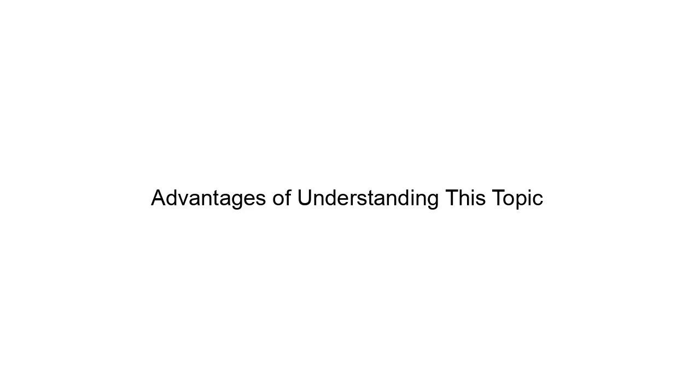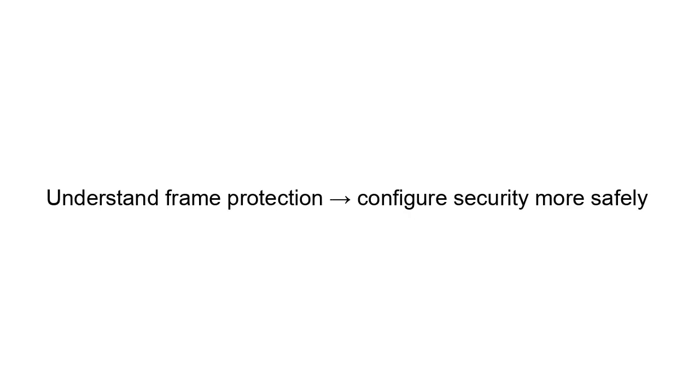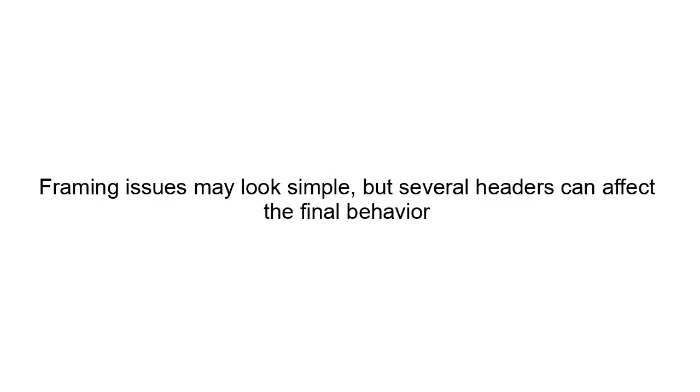Advantages of understanding this topic. Advantages include better understanding of Spring Security headers, easier setup for H2 console, safer iframe configuration, improved REST and web security awareness, and better protection against clickjacking mistakes. Example concept: understand frame protection means configure security more safely. Challenges. Some challenges include balancing functionality and security, understanding browser frame protection, handling different Spring Security versions, and diagnosing header conflicts with CSP or proxies. Framing issues may look simple, but several headers can affect the final behavior.